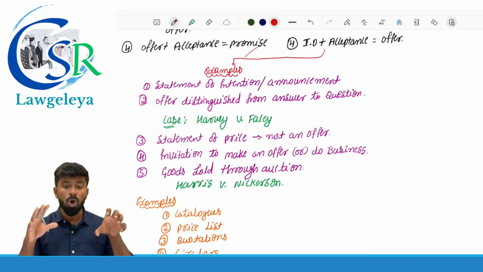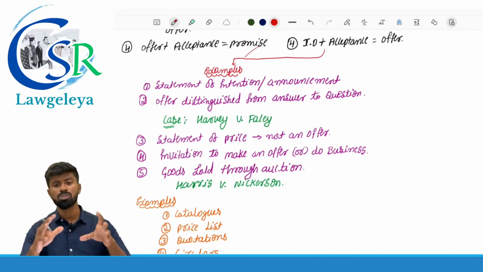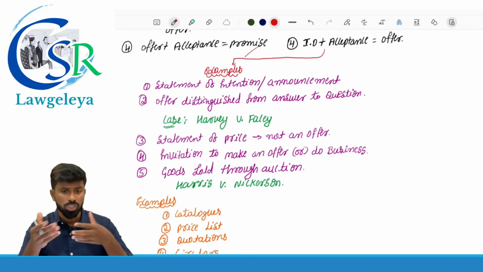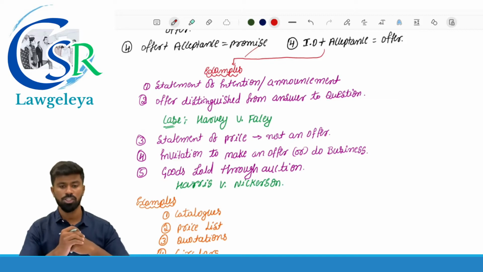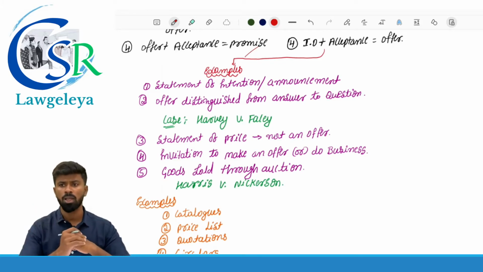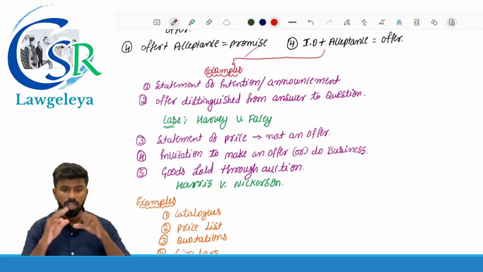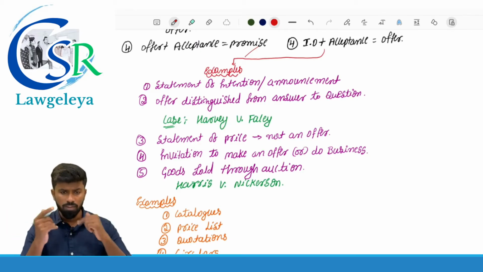Goods sold through auction. Based on this point, they ask questions many times in the examinations. If the goods are sold at auction by issuing an invitation, is that auction notice considered as an offer or invitation to offer? Invitation to offer. For example, if a company gives an auction notice saying that they're going to auction something, and if people travel from different places and gather at the particular place, if the auction is cancelled later, can they file a case against the auctioneer?